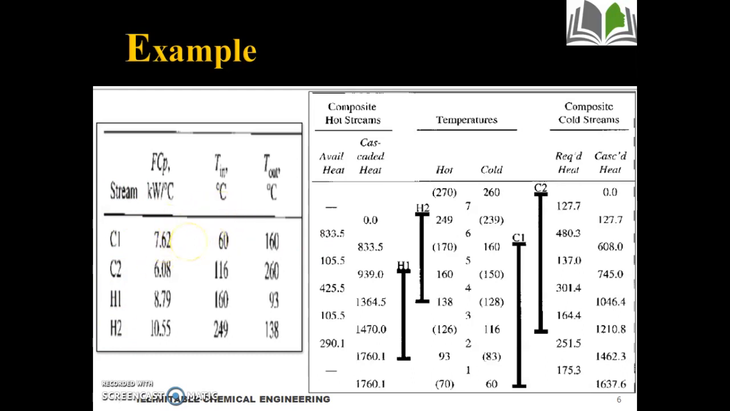Accordingly, respectively for the streams they have given the FCp also. With respect to that, T in and T out, meaning source and target temperature, are also given. Now we'll construct this table. How you construct this table, I have already explained in lecture number 2 by the temperature interval method. So you can compute this table.